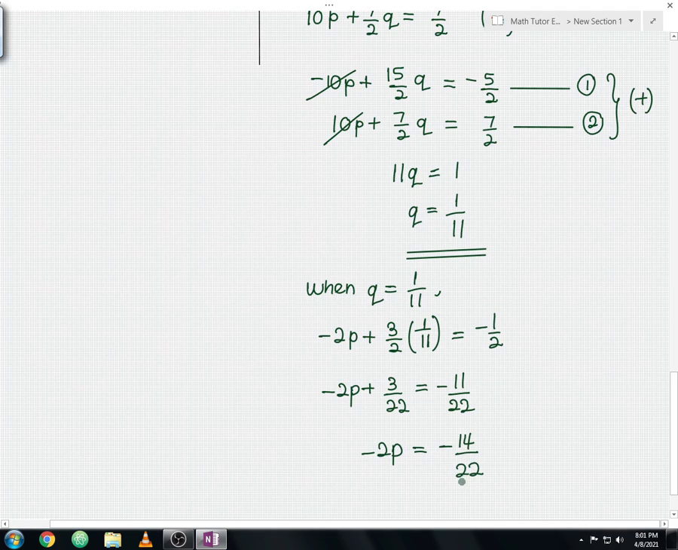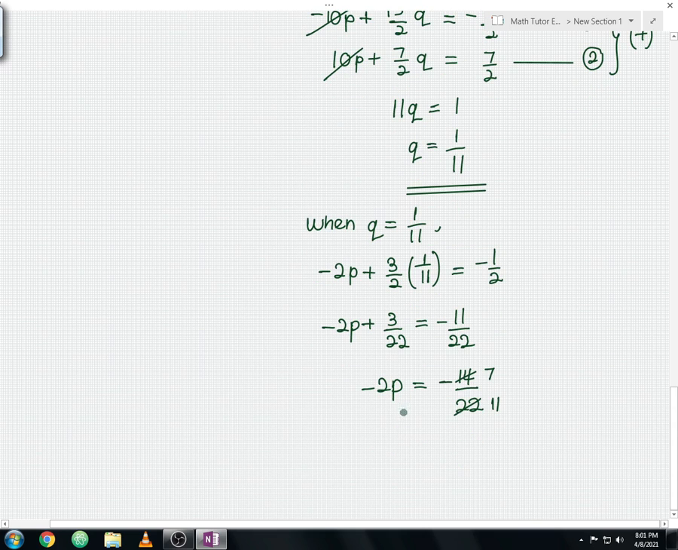Okay, negative 14 over 22, okay, you can simplify this. The 14 you only left with 7, and this 22 you only left with 11. Okay, so from here negative 2p is actually equals to negative 7 over 11. So from here to get the p, what you do, negative 7 over 11 you divide with negative 2. So from here your final answer will be, your p value should be 7 over 22. Okay, so this is your second solution, guys. Okay, so let me align the solution p over here.